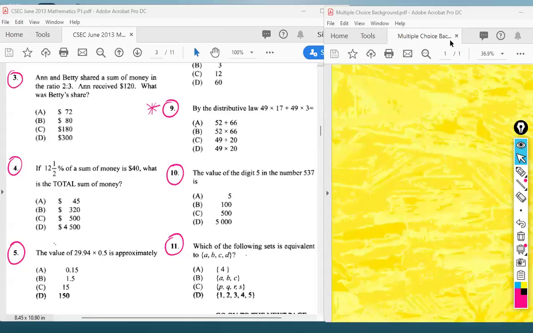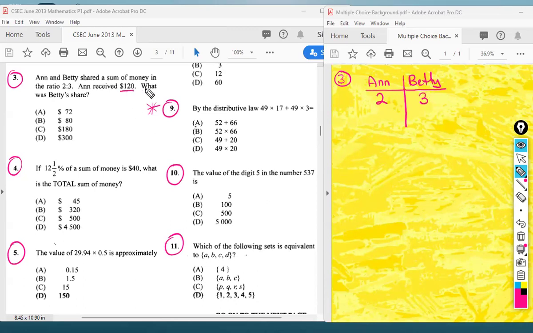Number 3, you could use the cross again, right? So for number 3, let's draw a little cross like this. The cross is real useful for ratios, anything involving ratios. It's 2 people involved, Anne and Betty. It's 2 to 3, so the 2 belongs to Anne and the 3 belongs to Betty.